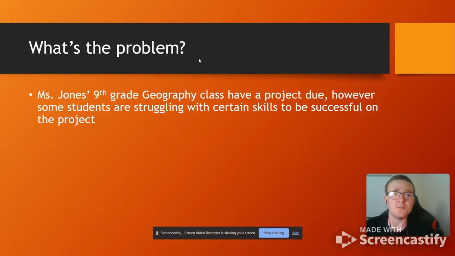So, what's the problem? We have Miss Jones, and she's a ninth grade geography teacher, and she wants to assign a project. For this project, it requires certain skills. While most of the students in the class are proficient or at least knowledgeable in those skills, some students struggle. This is where differentiation comes into play because we don't want those students to fall behind and we want everyone to be able to do this project.